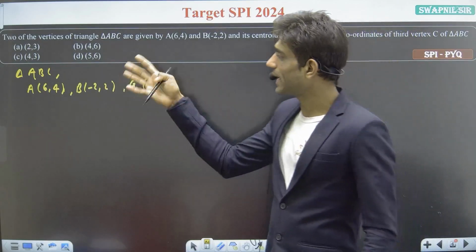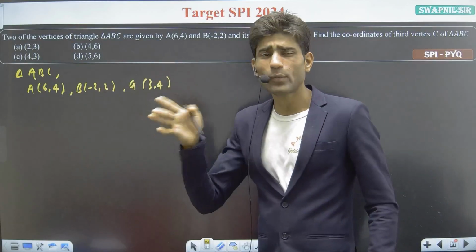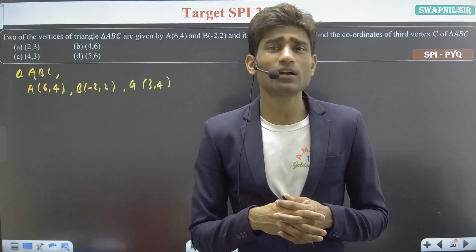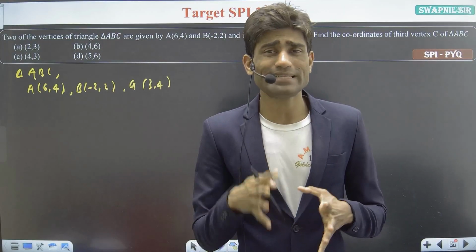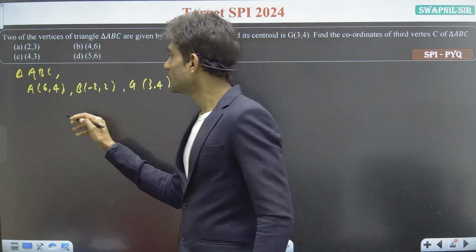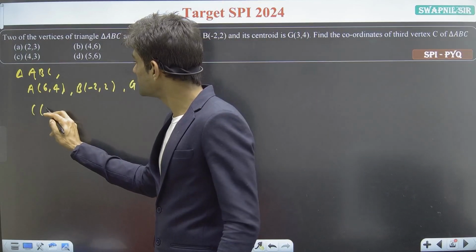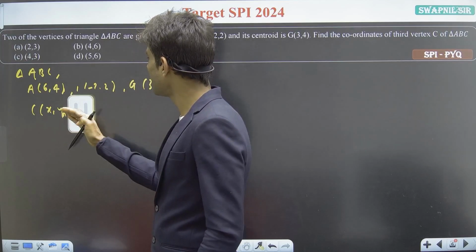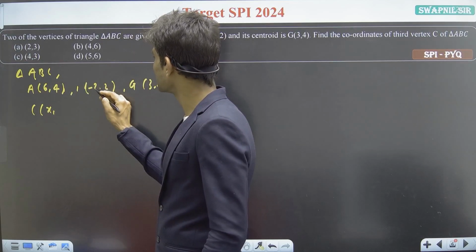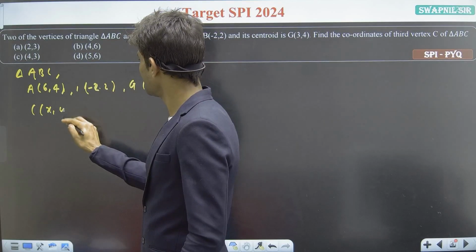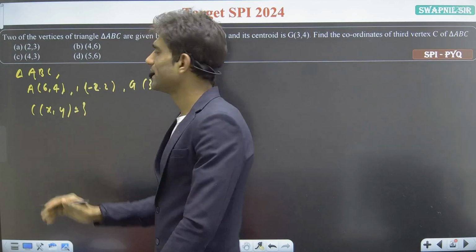Now as we have triangle ABC, point A and point B are given. That means obviously the third vertex of our triangle should be a point C. That means we want the value for C of x, y. Whenever we have to find any unknown value, we consider it as x, y. So we want the third vertex as C of x, y.